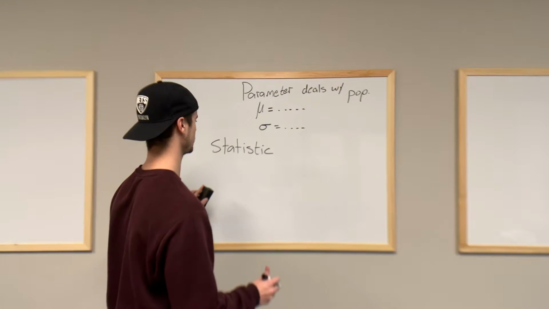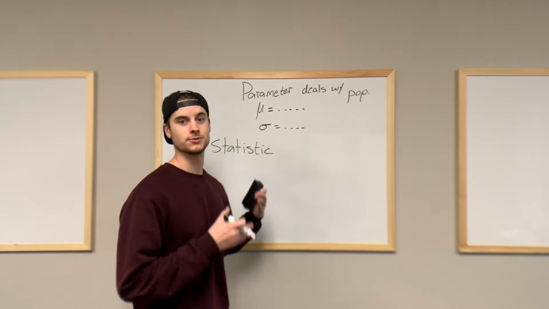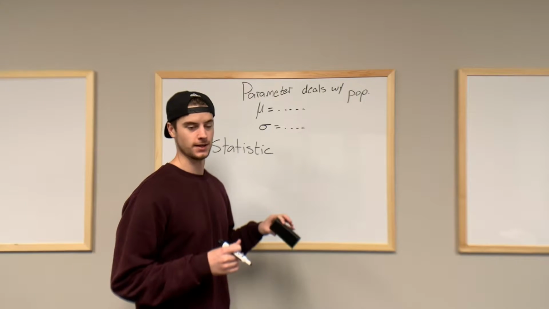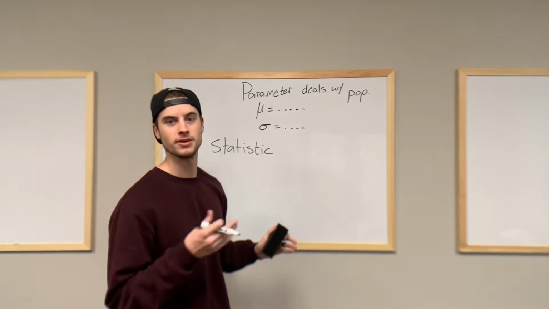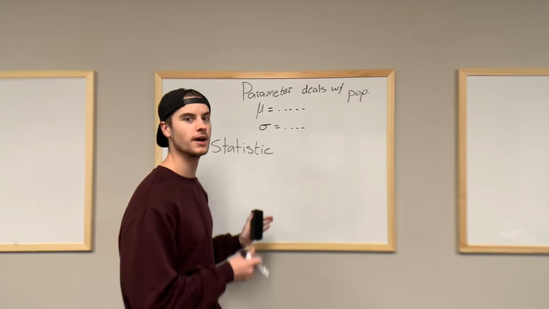Okay. So, a statistic deals with the sample, all right? And it makes it easy. Parameter, population, P for P, statistic, sample, S for S, okay?